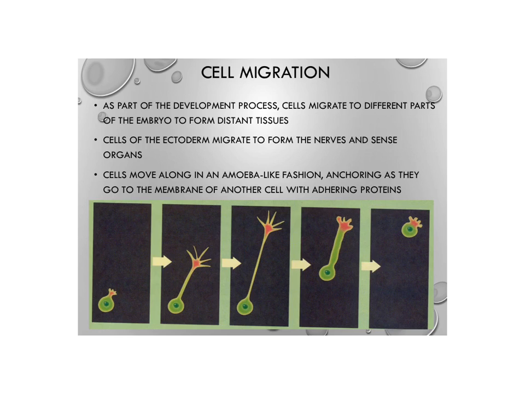How they do that is they move along in an amoeba-like fashion, and they're anchored as they go to the membrane of another cell with adhering proteins. So you can see this here in this diagram. This cell is just kind of stretching and inching along here until finally it's moved that distance. Of course, we're talking about small distances because the embryo is very small, but the cells are even smaller, so it does have to go some distance. But what's going to happen is they're going to just kind of ooze along like an amoeba and anchor themselves like you would, like climbing up a mountain or something.